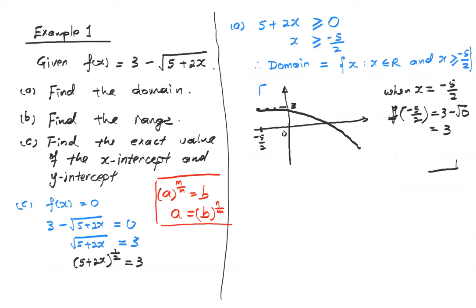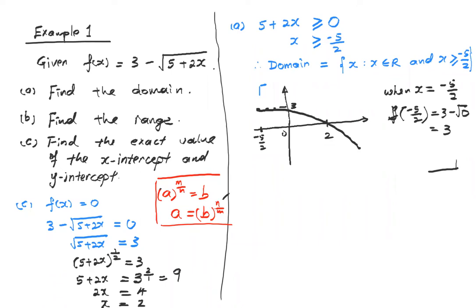So therefore, my 5 plus 2x, based on this formula, will be 3 to the power of 2 over 1. Am I right? That's why 3 squared, that is 9. So my 2x will be equal to 4. So the x will be equal to 2. So here is 2. You get me? Got it? So the x-intercept is equal to 2.